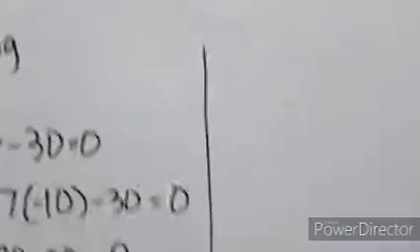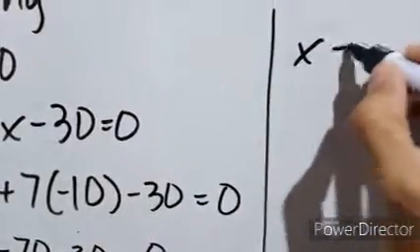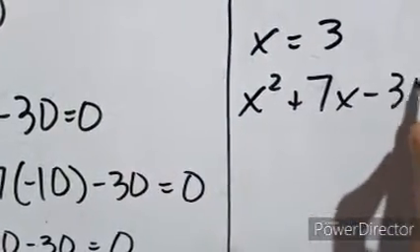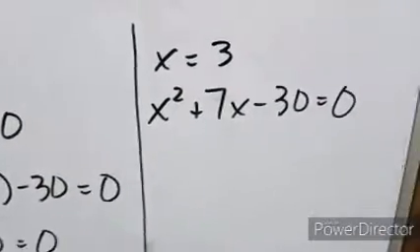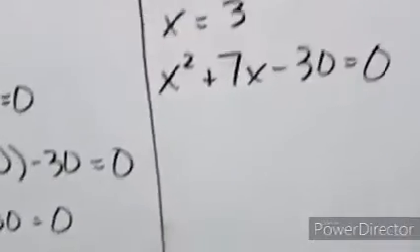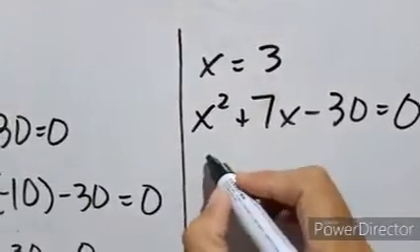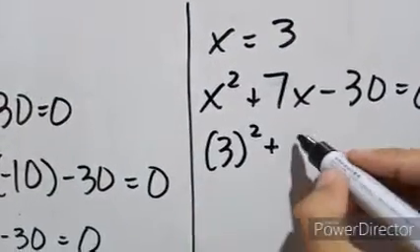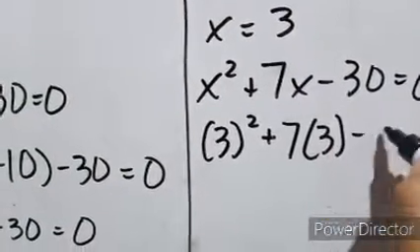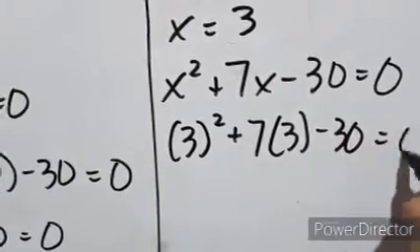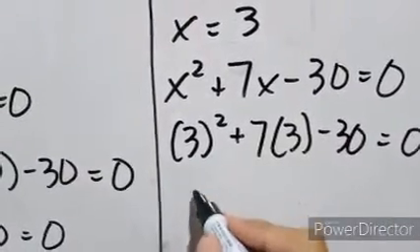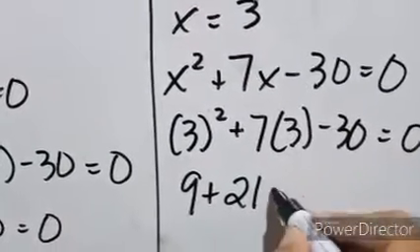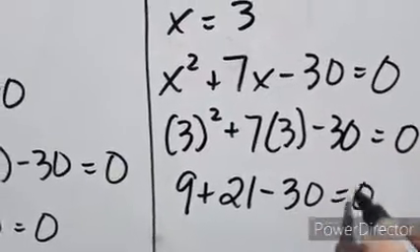How about x is equal to 3? So, x is equal to 3. Original equation, x squared plus 7x minus 30 is equal to 0. So, palitan natin. 3 squared plus 7 times 3 minus 30 is equal to 0. 3 times 3, 9. Plus 7 times 3, 21. Minus 30 is equal to 0.